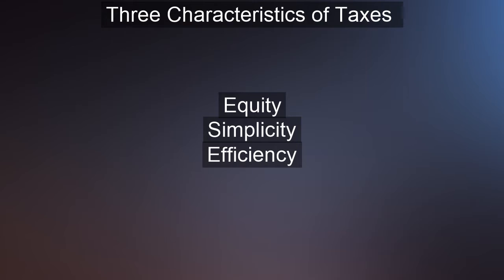Now we will take a look at the characteristics and types of taxes that the government uses to gather revenue. There are 3 characteristics of taxes: equity, simplicity, and efficiency. Now, some taxes may not have 1, 2, or all of these characteristics. Equity is the fairness of a tax. The immediate question that comes with equity is, what is considered fair? This is a matter of political and economic opinion.